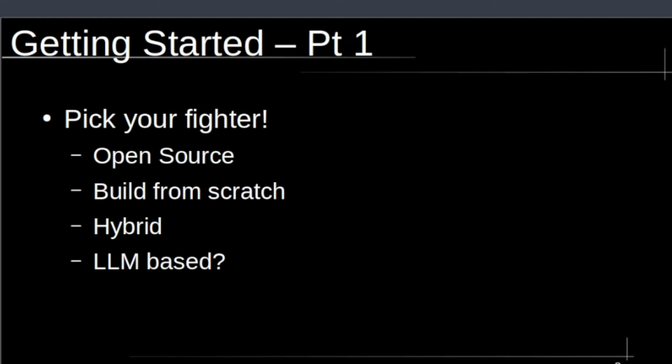And the second main approach is the path which I went down, which is building from scratch. And these two approaches have their own unique advantages.